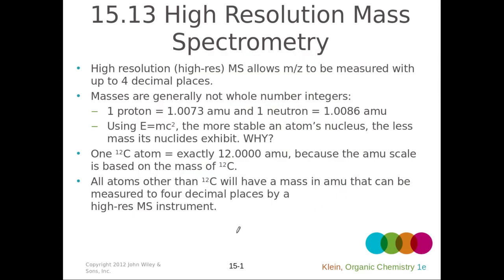So the next topic that we're going to consider is high-resolution mass spectrometry and how this type of instrumentation can help determine between different molecular formulas that may have the same molecular weight. High-resolution mass spec allows mass to be measured with up to 4 decimal places. The masses of a proton and a neutron are generally not whole number integers. A proton weighs 1.0073 AMUs and a neutron is 1.0086.